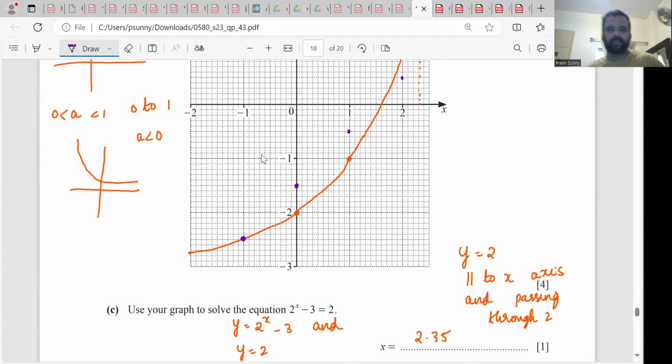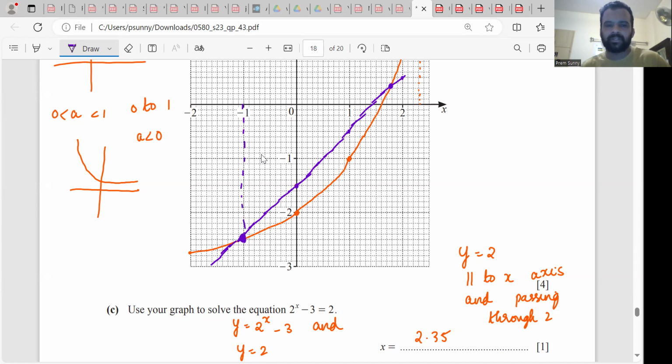So what we need to do is, we just have to use a ruler. I don't have a ruler right now. So we just have to use a straight ruler and then join these points. When you join these points, there will be 2 points of intersection. One is over here and the other one is over here. From these 2 points of intersection, draw a vertical line until it touches the x-axis.